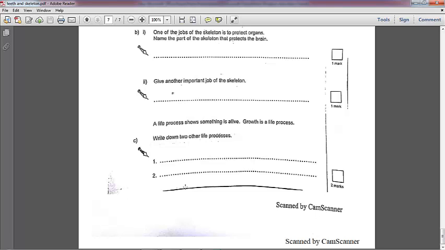G for growth. All of the living things grow up and change their size. R for reproduce or reproduction. All of the living things can have babies. E for excretion, and excretion means getting rid of your waste. We can get rid of our waste by going to the toilet or by sweating. And for the plant, as I told you, there are some openings on the leaf of the plant, through which the plant gets rid of the excess water in its body. So this is how the plant excretes.